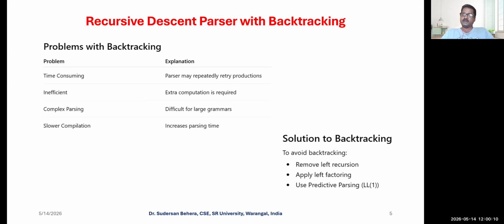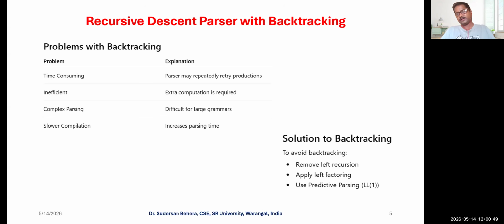The parser may repeatedly retry productions. Okay, inefficient, extra computation is required, extra time, extra calculation is required, so that is why it is inefficient. Complex parsing, difficult for large grammar. It does not support grammars that are huge and complex. Okay. Slower compilation process because the parsing time increases. Because parsing time is more, automatically the compilation process gets slow.